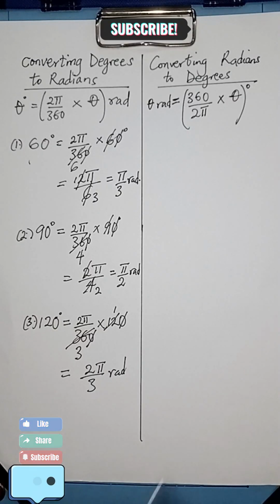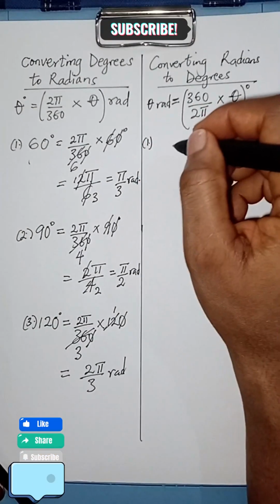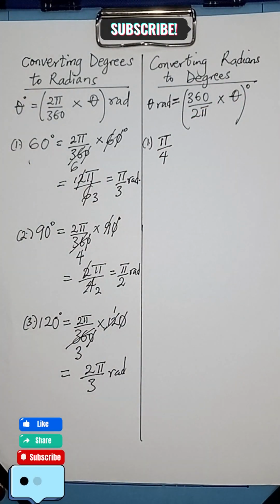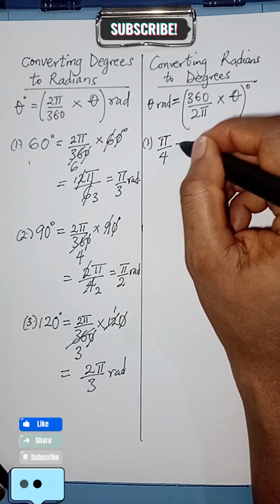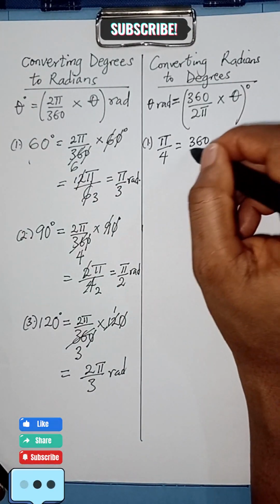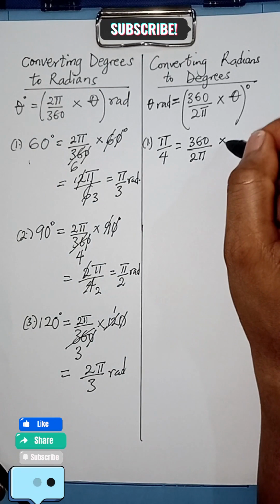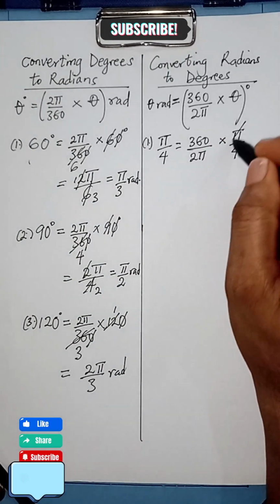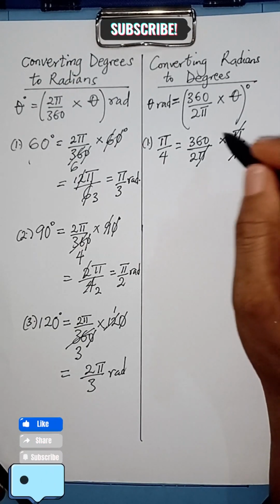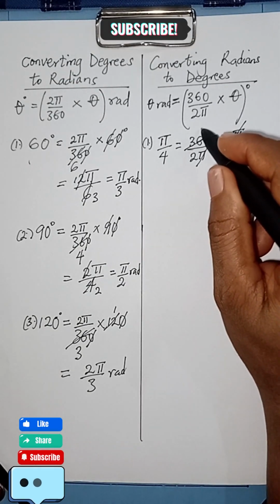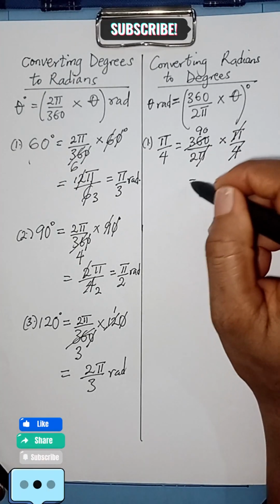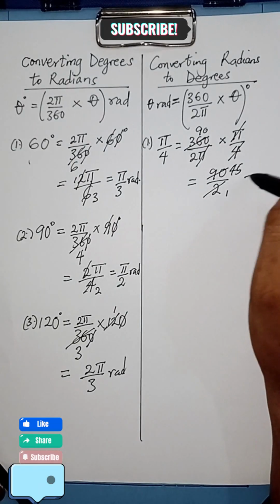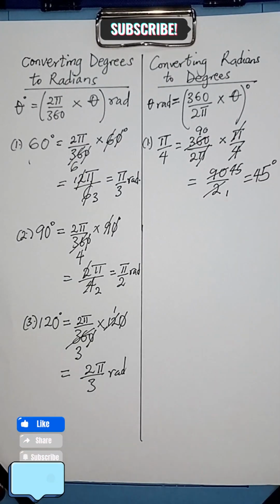So let's see an example. Let's assume I have question number 1. I'm asked to convert pi divide 4 to degree. So what to do is to apply the formula, which is 360 divide 2 pi multiply theta. The theta now is pi divide 4. So this pi will cancel this pi. This 4 will cancel 360, and that is 90. And so this will give you 90 divide 2. If you divide again, the final answer to this question is 45 degree.